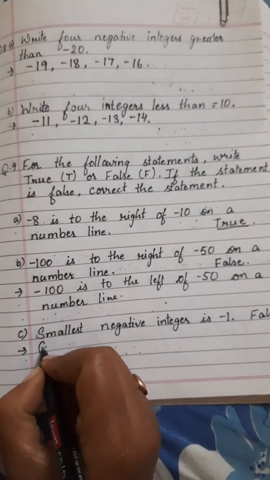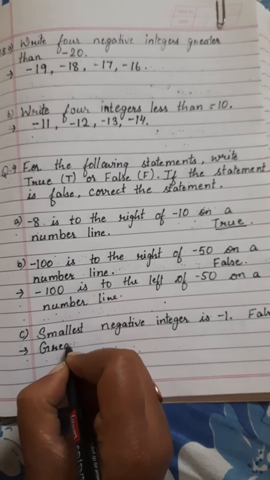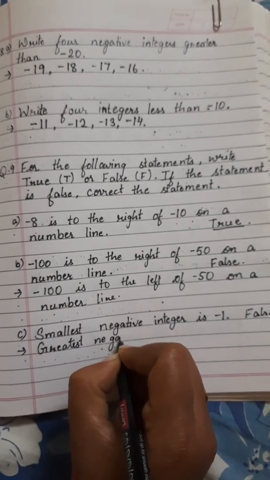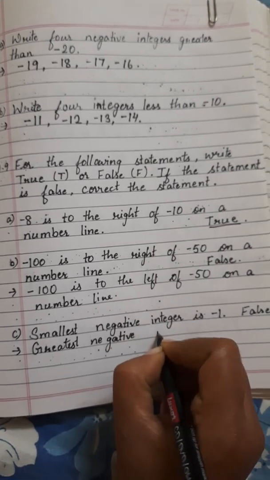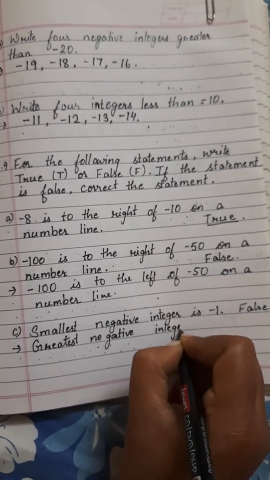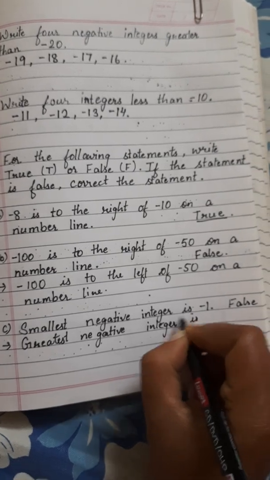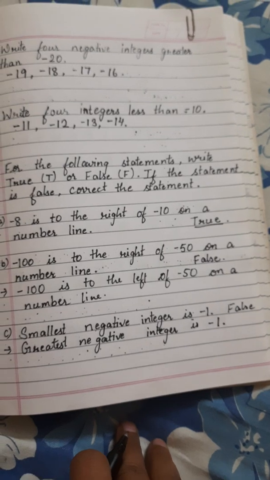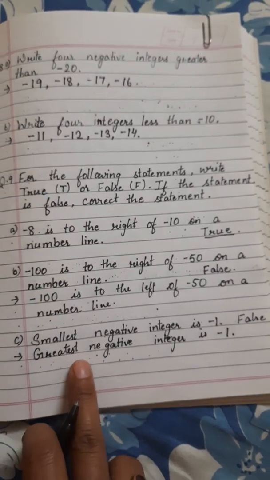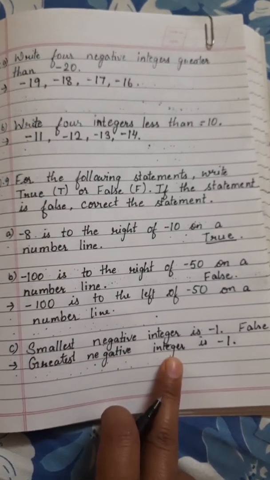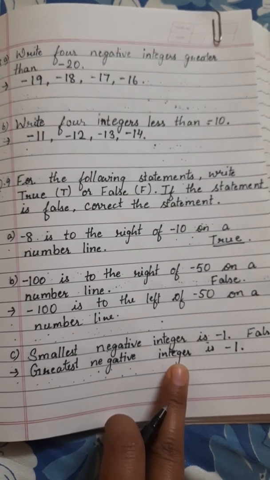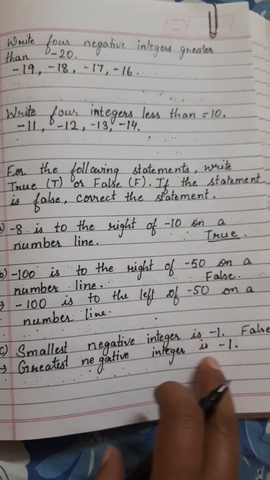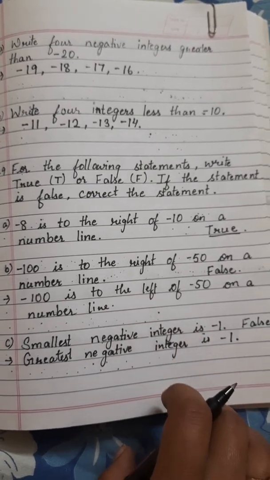and then here in the answer, greatest negative integer is minus 1. Understood? So this can come into your MCQs or 1 mark questions also. What is the greatest negative integer? So you should remember minus 1 is the greatest negative integer.